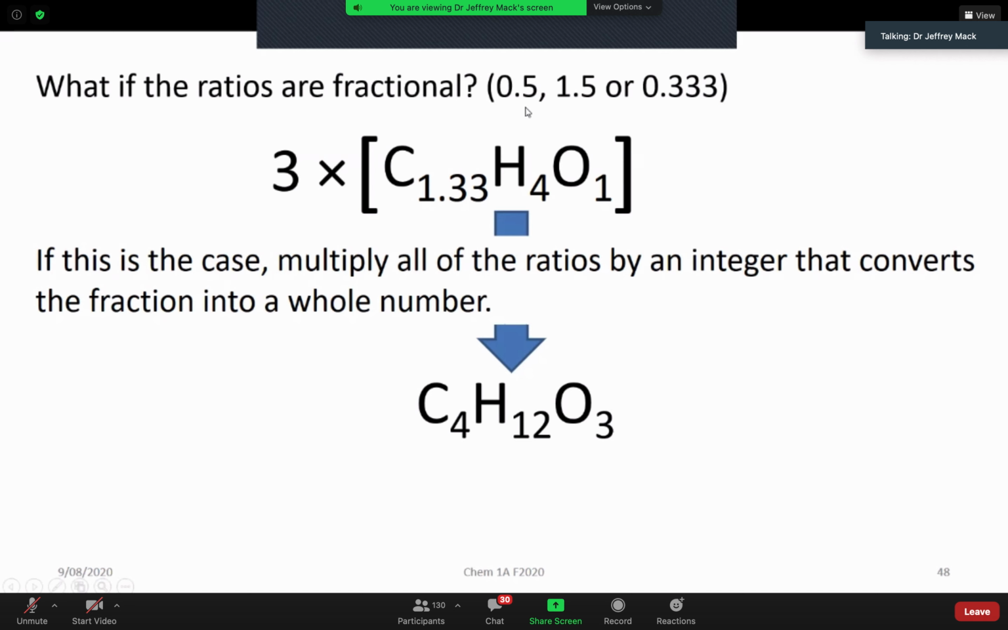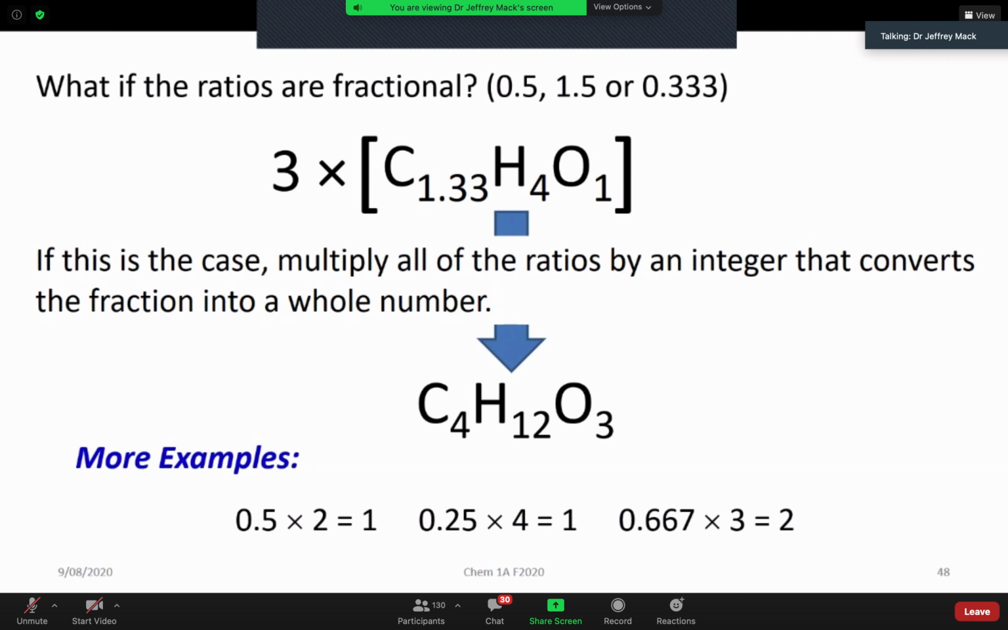If I had 0.5, 0.15, those are conspicuous fractions. If you get a number that's weird, like 0.87 or 0.46 or something like that, you might want to check your calculation. Okay, you may have made an error somewhere. Go back and double check your work. So other examples are, let's say I had 0.5. Well, I'd multiply everything by 2 because that'll simplify 0.5 to 1. Okay, if I saw 0.25, I'd multiply everything by 4 because 0.25 times 4 equals 1. And last but not least, if I had 0.667, 2/3, I multiply by 3 to get 2. Okay, see how that works?